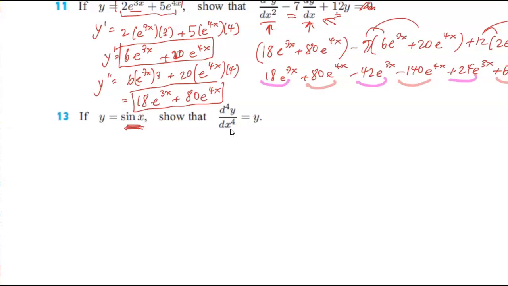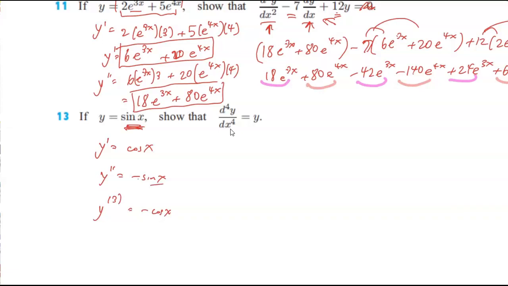So the original function sine x, what's the derivative of sine x? We know it's cosine x, right? What's the derivative of cosine x? We know it's negative sine x, right? And what's the third derivative of this function? It would be negative cosine x, right? Because the negative just stays, and then the derivative of sine is cosine.